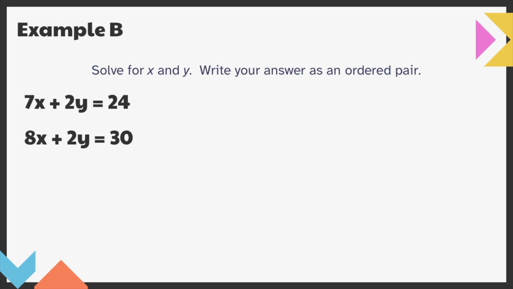The bad news is that we don't have anything that can cancel out immediately, but we do have coefficients that are the same. We've got 2y here and 2y here. So if I can turn one of them negative, then I won't have to worry very much about it.